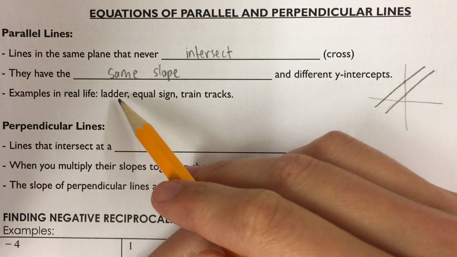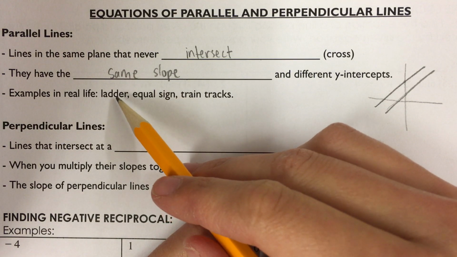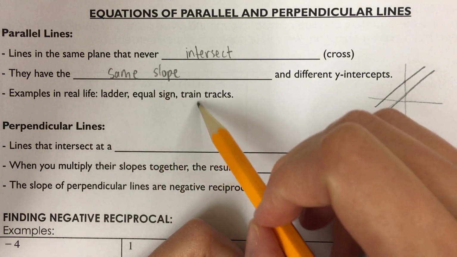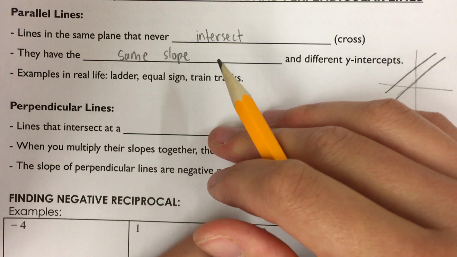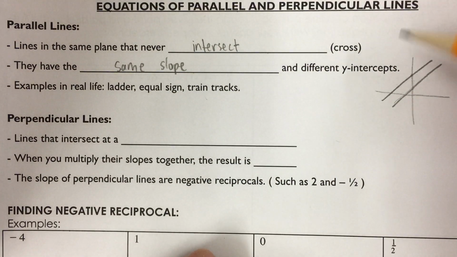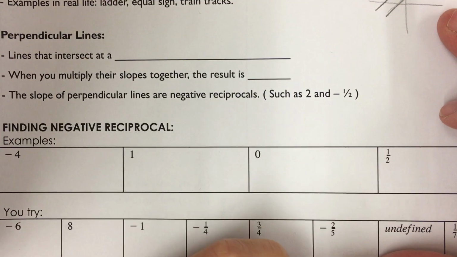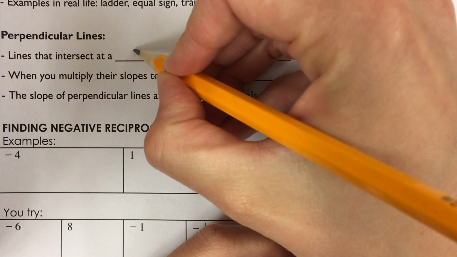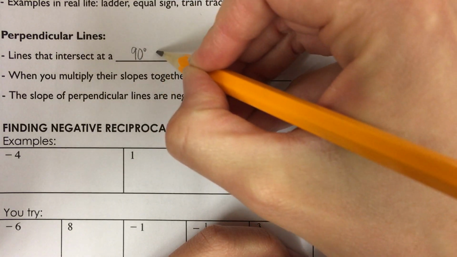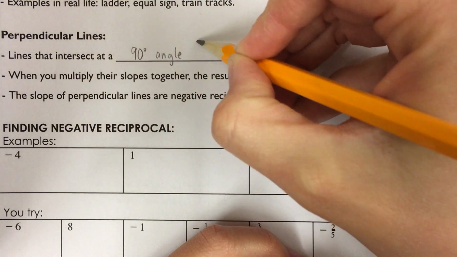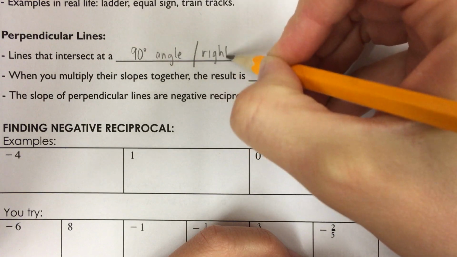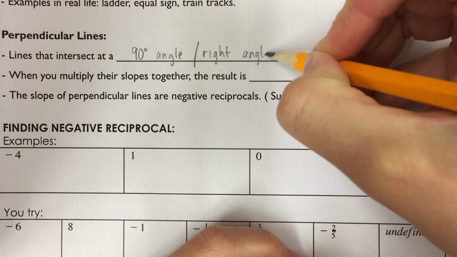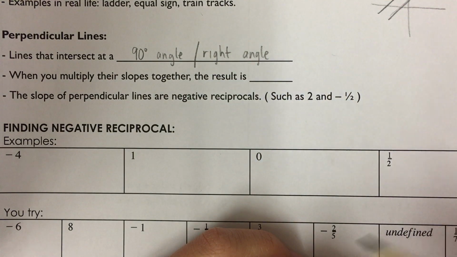Okay, so some real-life examples: a ladder. The two sides of a ladder are parallel lines. An equal sign, or train tracks. So we do see parallel lines in real life, and in geometry you'll see word problems related to some of those things. Now perpendicular lines are lines that intersect at a 90-degree angle, also called a right angle. Those are definitely two things you should know are the same, 90-degree angle and right angle.